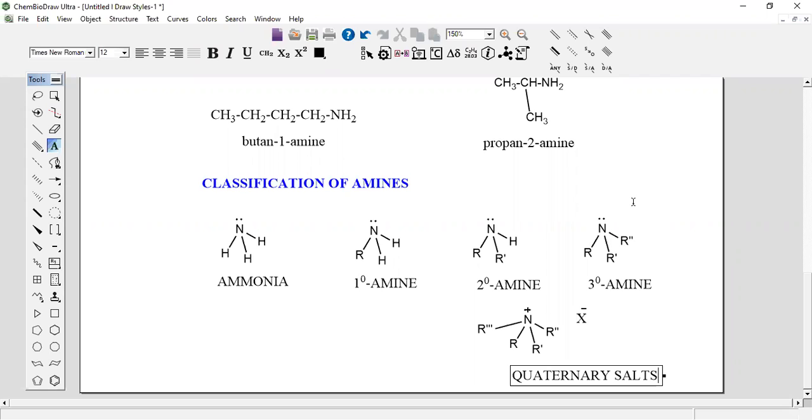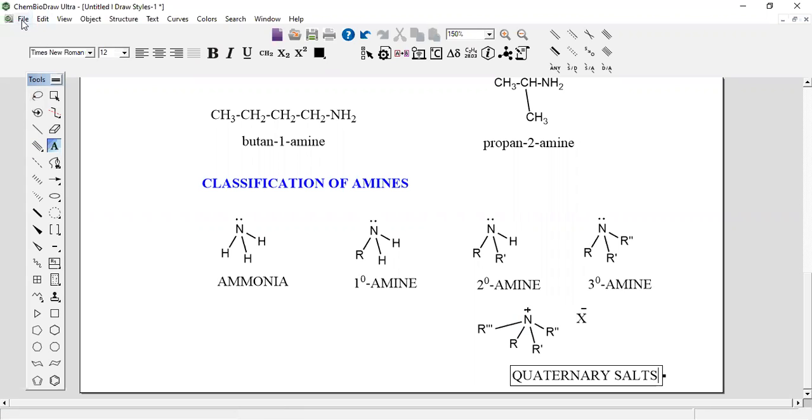What are the primary amines? The amine in which one hydrogen is replaced by an alkyl group, only one alkyl group. Secondary amines contain 2 alkyl groups connected to the nitrogen. Tertiary amines have 3 alkyl groups connected to the nitrogen. Quaternary salts have 4 alkyl groups connected, and simultaneously the nitrogen has a positive charge, and there will be an X minus.